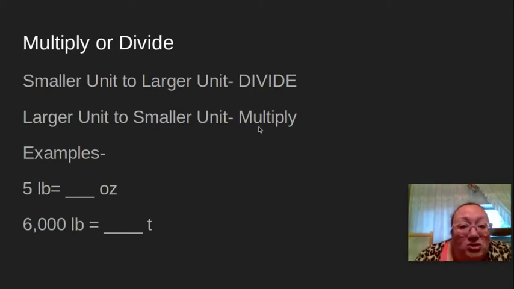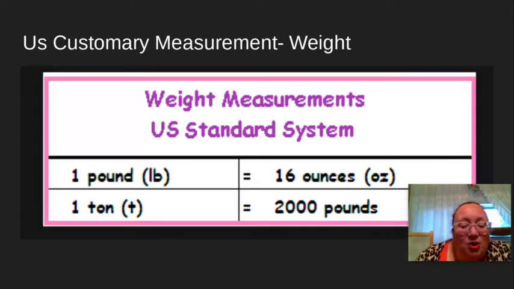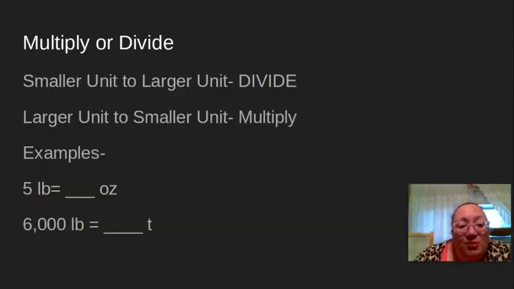I'm going to multiply. So how many ounces are in a pound? Let's go back. We have 16 ounces in a pound. So I'm going to multiply 16 times 5. So everyone use your brain to figure that one out. All right, guys, I hope you got 80 ounces. And then we have our next example.